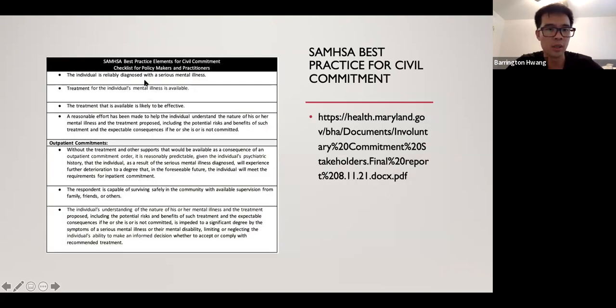I just put this here. If you end up needing to commit someone, then Sam said some best practices you can consider. And again, you should consider your state.